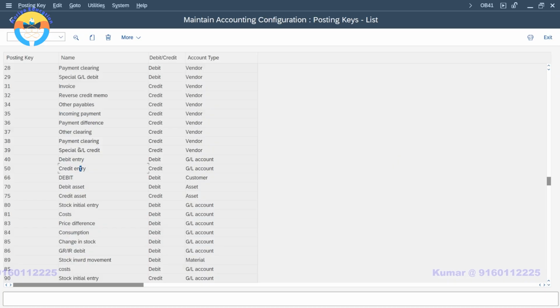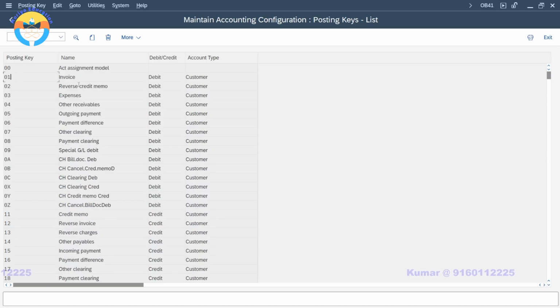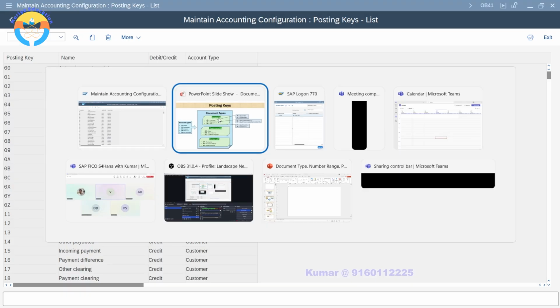Posting key is 01. If we go straight to the top, posting key 01 we can see here. So customer it is there. Account type is customer and the rule is debit. We are debiting the customer. It is just an invoice and the posting key is 01. So that's what we have done here.